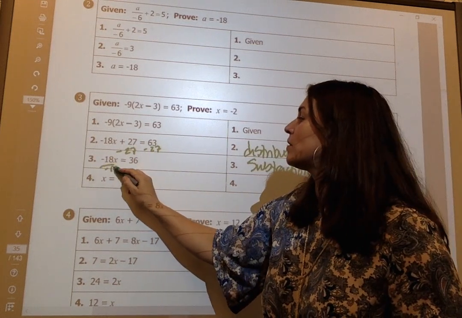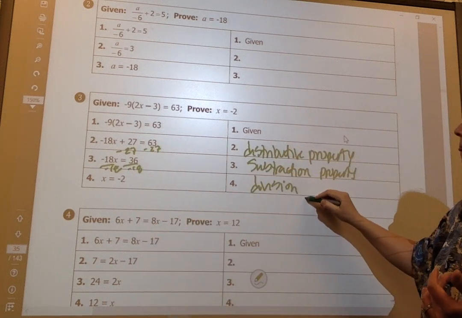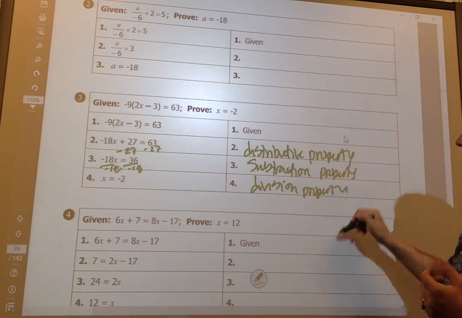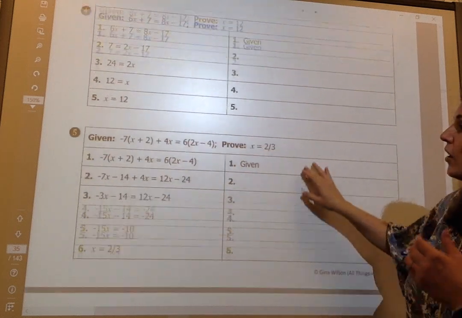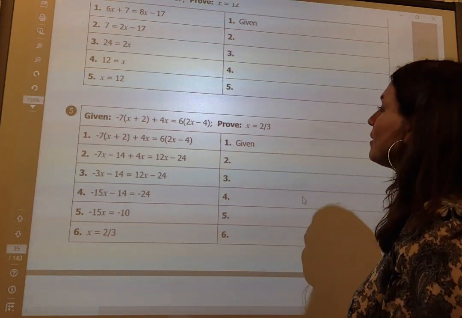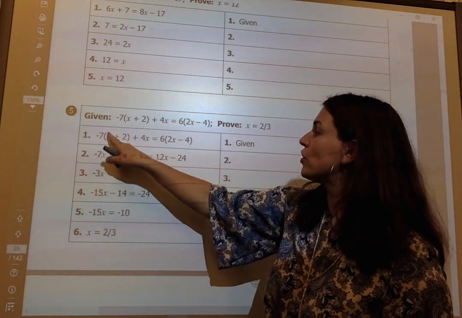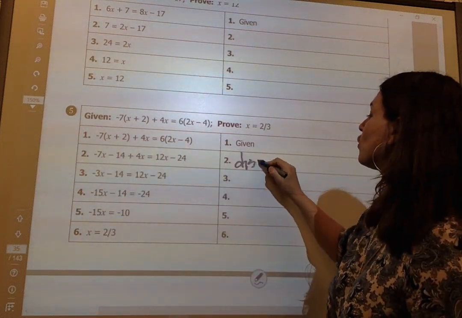And here we divided both sides by negative 18. So now we have division property. All right. Let's go to number 5. Okay. All right. So here we go. Here's my given statement. Now, here we distributed and distributed, so we did distributive property.